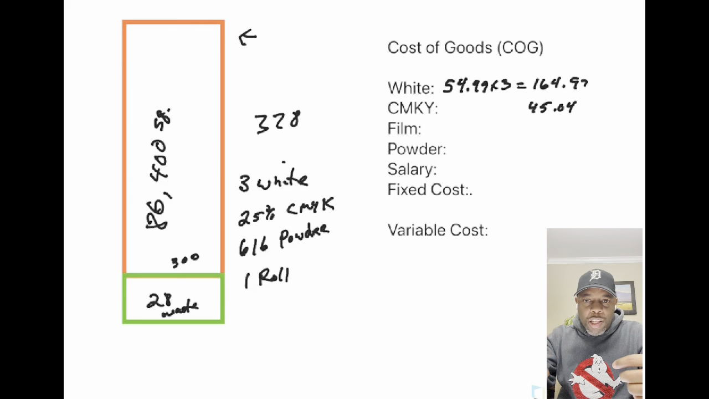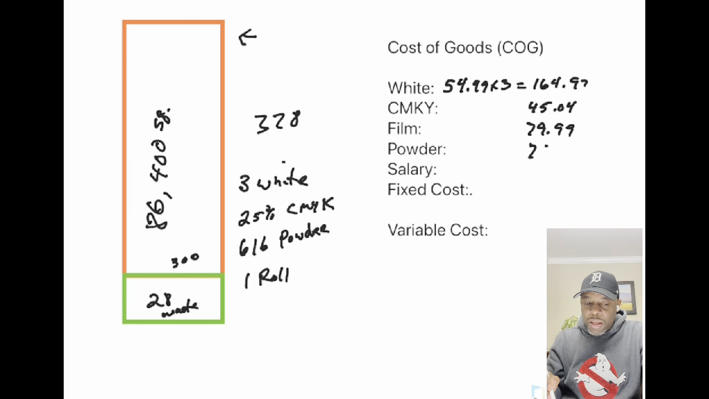And of course, that's going to vary because if you're printing a lot of golds and yellows or magentas, of course, one color is going to go out before the other ones. But this is just some basic numbers there. Let's say your roll of film is going to cost you $79.99. 6 pounds of powder is going to cost you about $72.